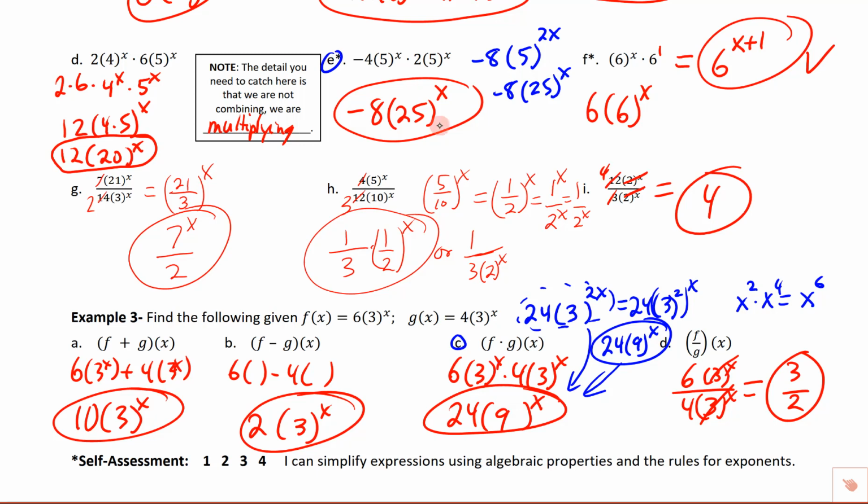Pretty cool that it works a lot of different ways. That's one of the nice things about math. All right, good luck on the assignment.